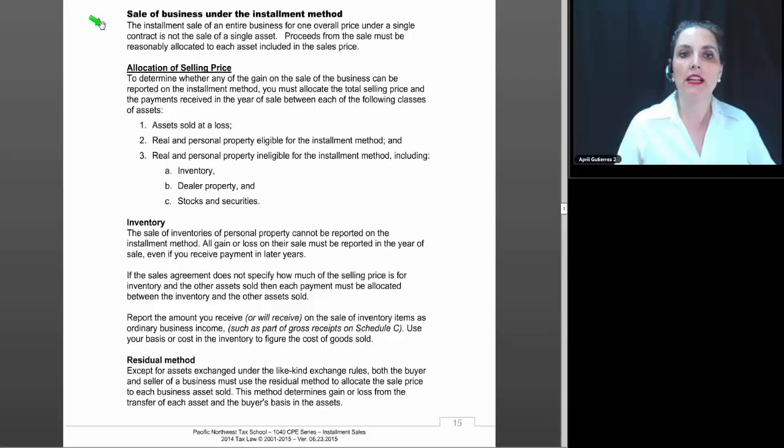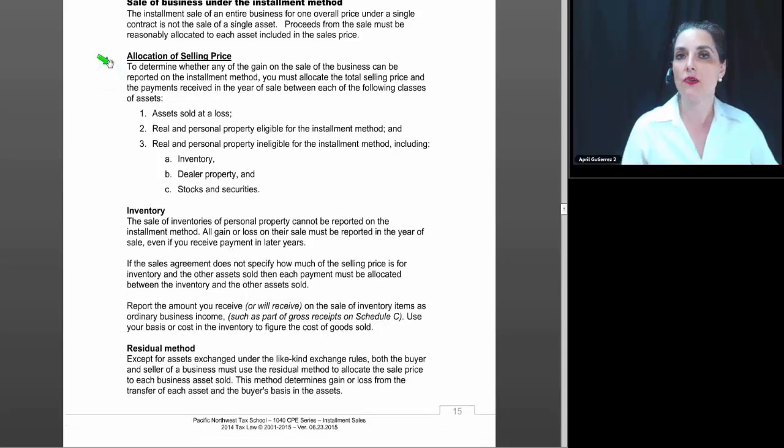The installment sale of an entire business for one overall price under a single contract is not the sale of a single asset. Proceeds from the sale must be reasonably allocated to each asset that is included in the sales price. So how do you go about making allocations? How do you even know what they are?